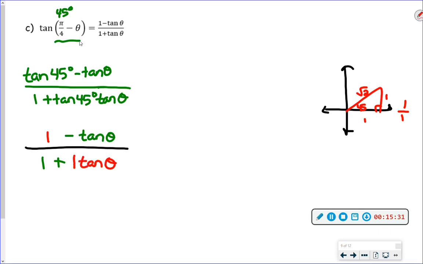And I'm looking at this, I'm like, oh my gosh, we've got the answer. I've got the right-hand side. 1 minus tan, 1 plus tan. We got it. We're done. That's it. So at first glance, I was like, holy cow, that's going to be bad. But it really wasn't.